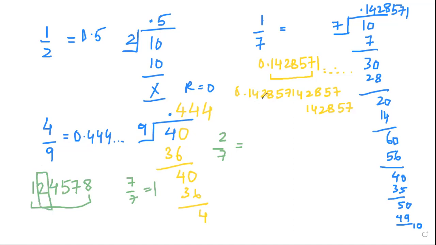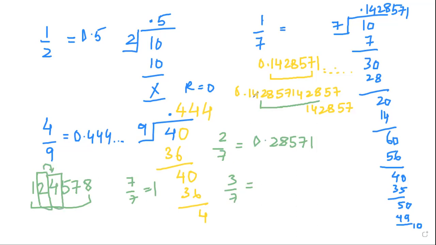So now from 2, wherever 2 is in the whole pattern, you start looking at the pattern from there. So it will become this whole thing repeated. So basically it starts as 2, 8, 5, 7, 1. Right? Same thing for 3 by 7, you look at the third number, which would be 4.